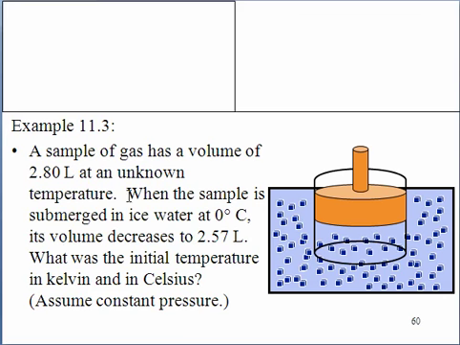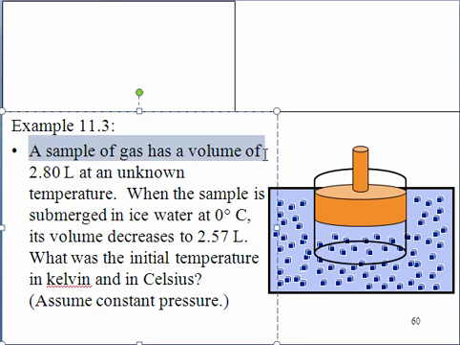Okay, let's take a look at this problem. A sample of gas has a volume of 2.8 liters at an unknown temperature. So here is our sample of gas, and it has a changeable volume because it has this piston on top of it. And the pressure inside here is going to be constant.